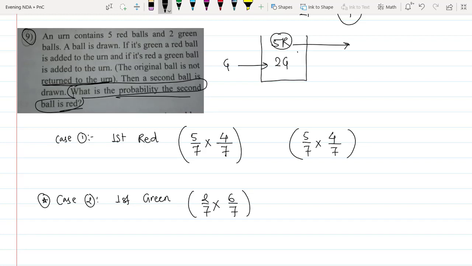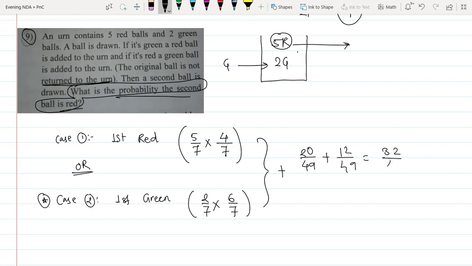Have you understood now? Yes, sir. So what will you do with these two? Addition. I will add this because these are the cases. So I may pick the red ball first or the green ball first, it is not decided. So definitely we have to add this. 20 divided by 49 plus 12 by 49. That gives me 32 by 49.